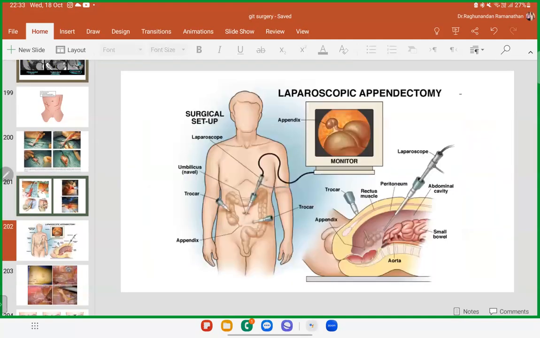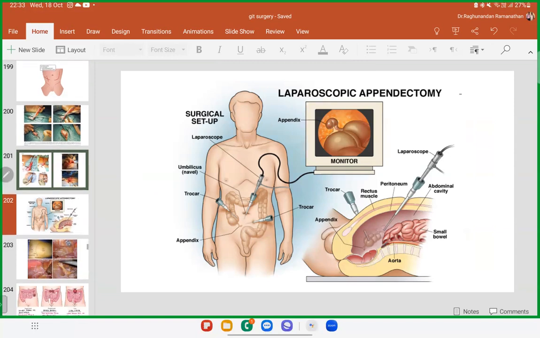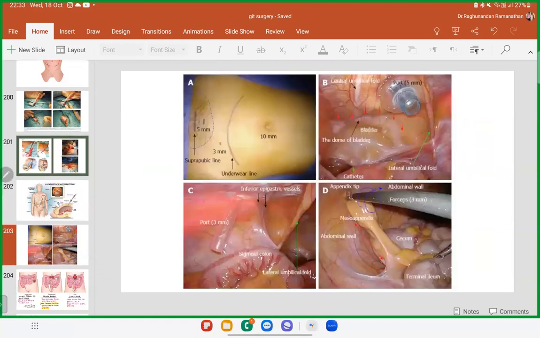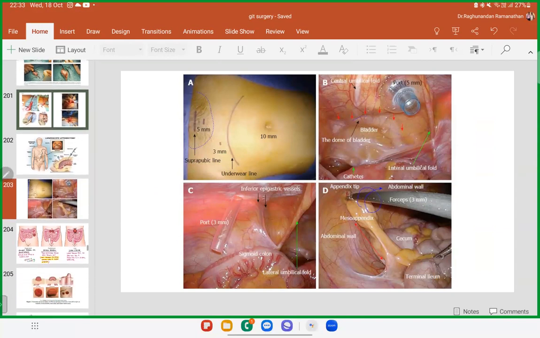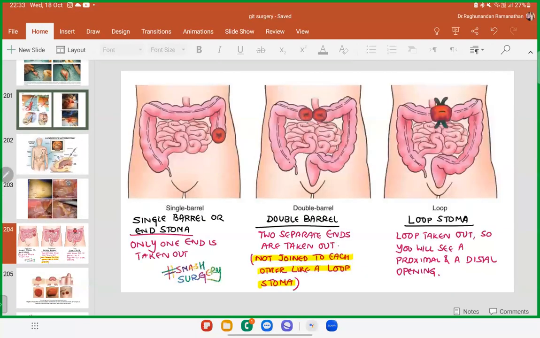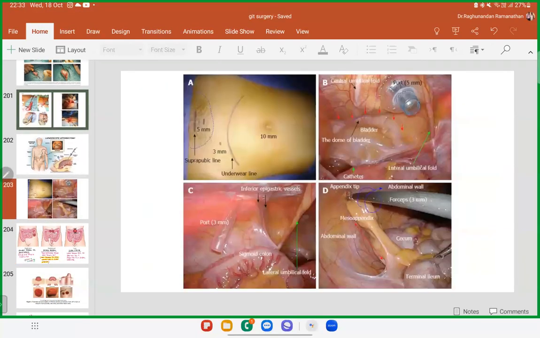And this is a laparoscopic appendicectomy. Can you see a trocar? You're going to have a trocar, you're going to have a laparoscope. This is a trocar, this is a laparoscope. This is how we perform the laparoscopic appendicectomy. This is going to be a suprapubic line, the underwear line. This is going to be 3 millimeter, this is going to be 10 millimeter. Can you see here? And you have to remember this is the inferior epigastric vessels. How do you perform the mesoappendix? How do you perform appendicectomy?